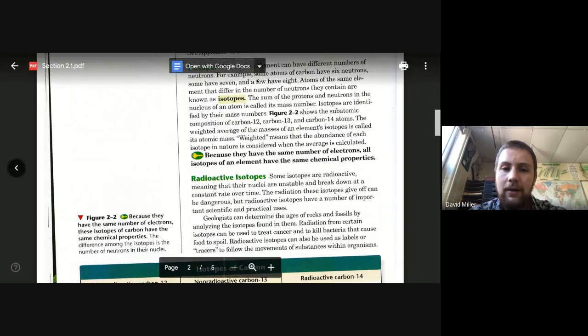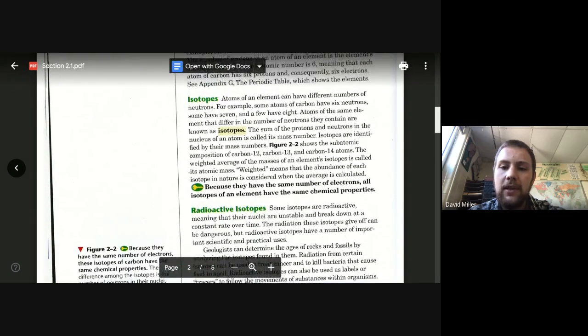Isotopes. Atoms of an element can have different numbers of neutrons. For example, some atoms of carbon have 6 neutrons, some have 7, and a few even have 8. Atoms of the same element that differ in the number of neutrons they contain are known as isotopes. The sum of the protons and neutrons in the nucleus of an atom is called its mass number. Isotopes are identified by their mass numbers. Figure 2.2 shows the subatomic composition of carbon-12, carbon-13, and carbon-14 atoms.